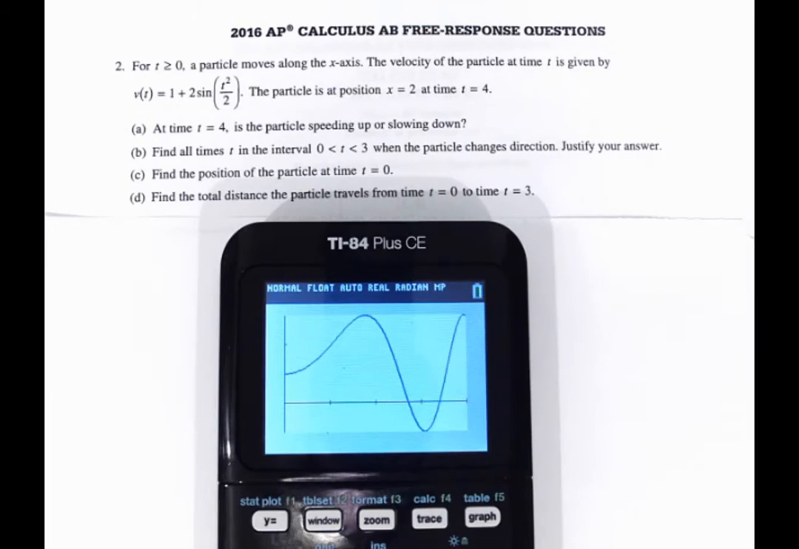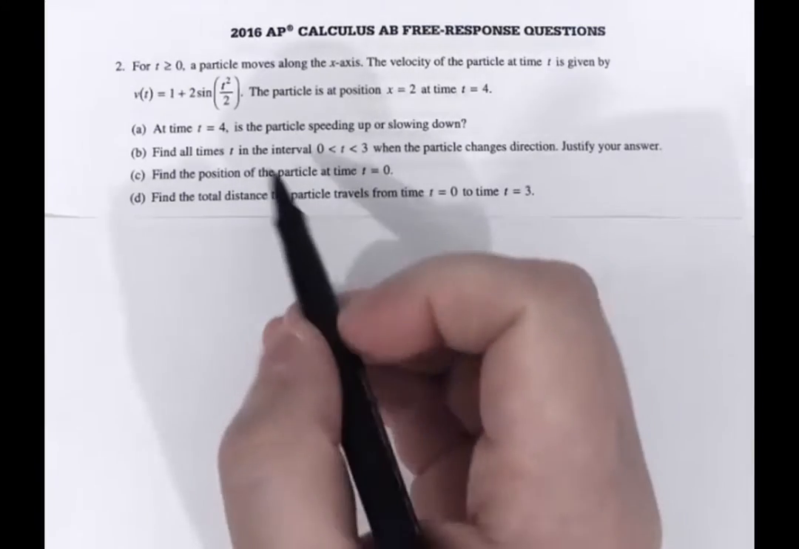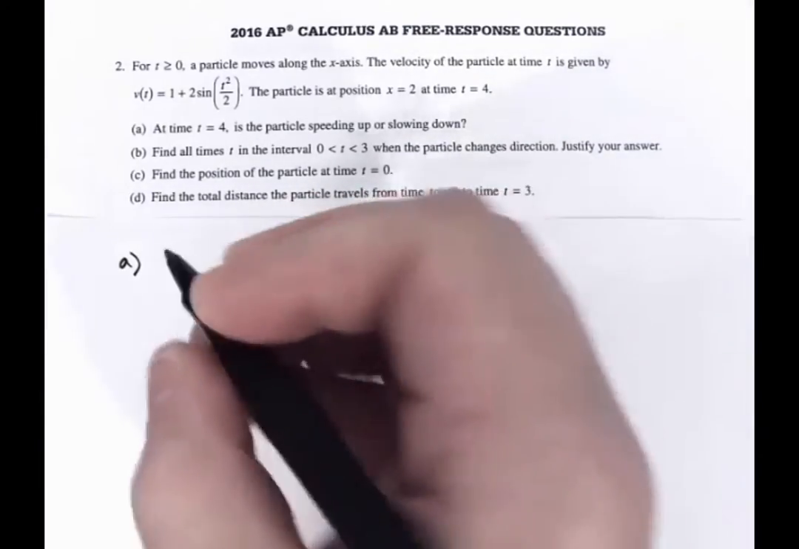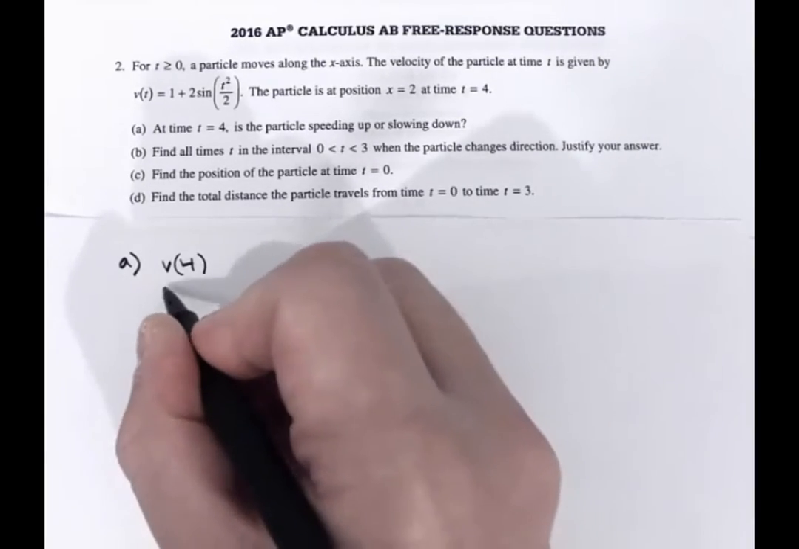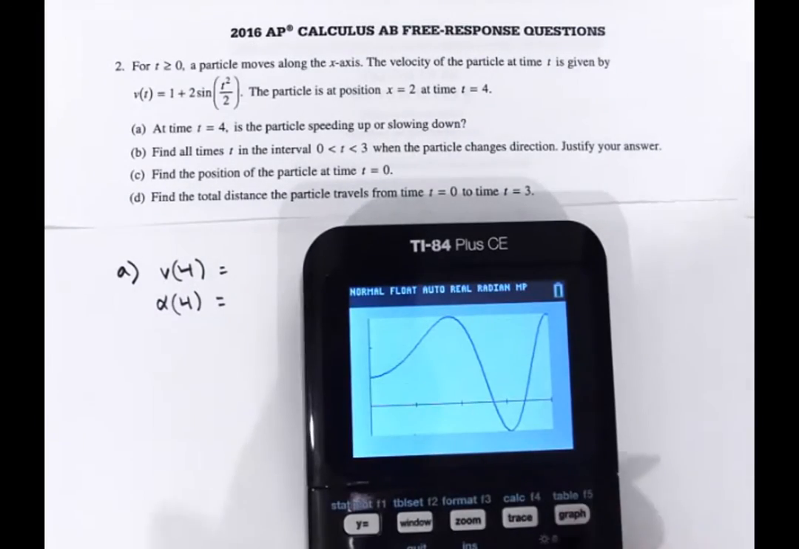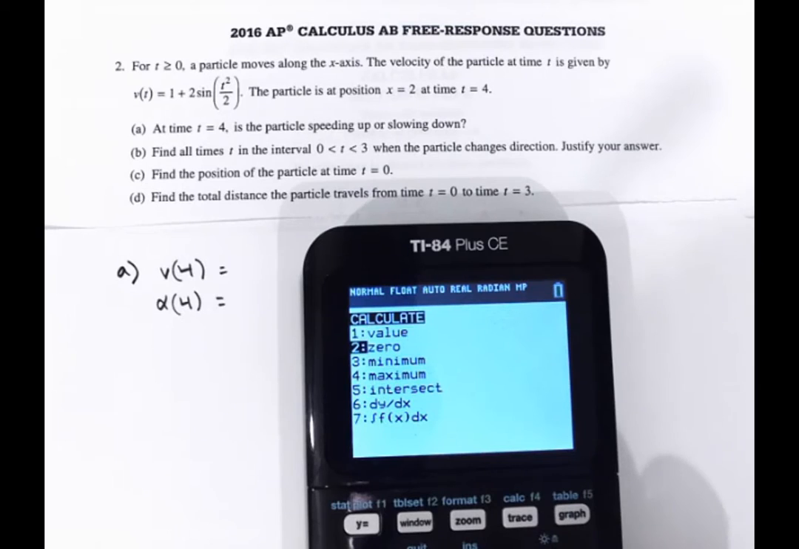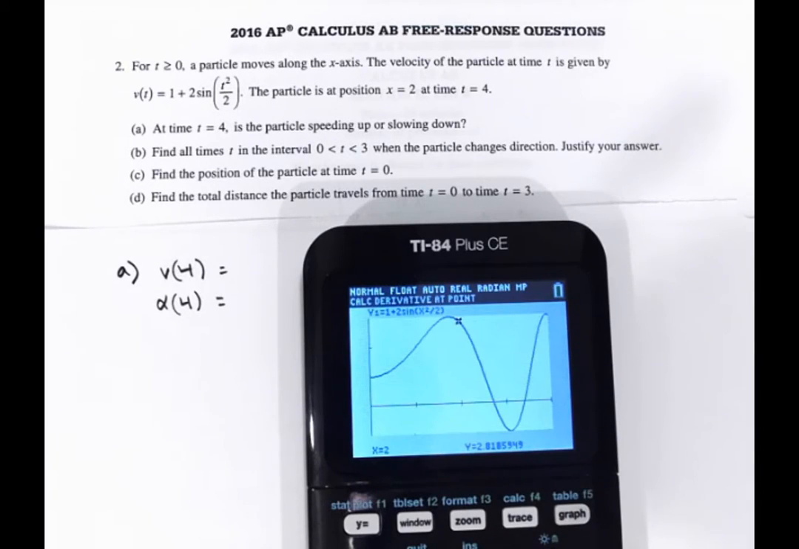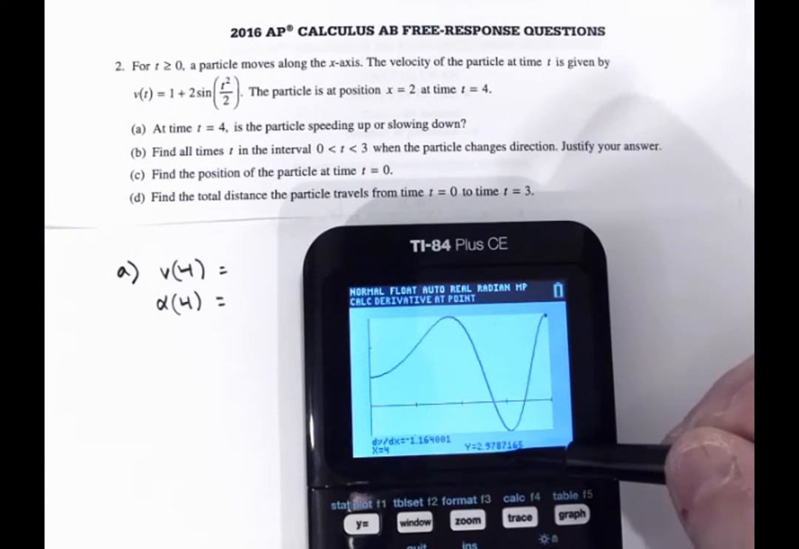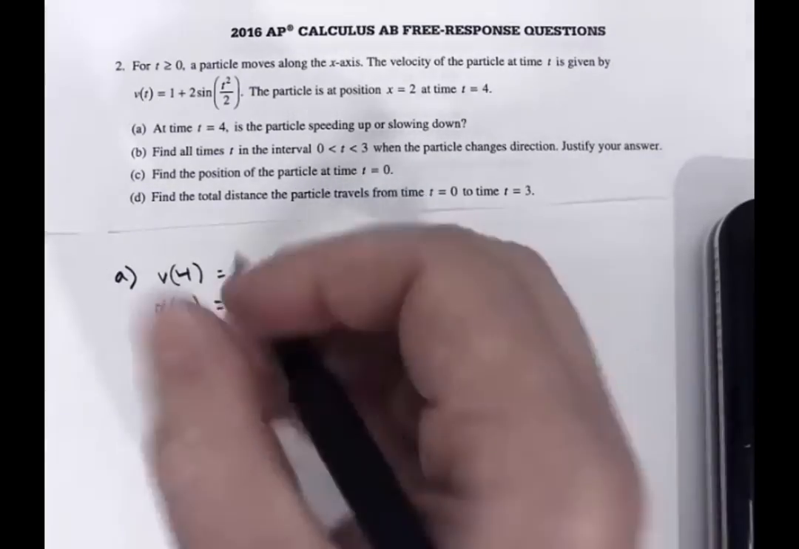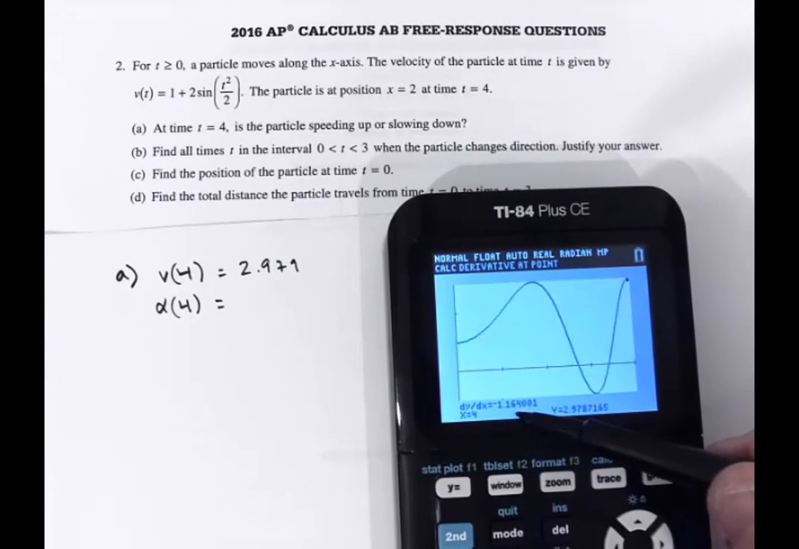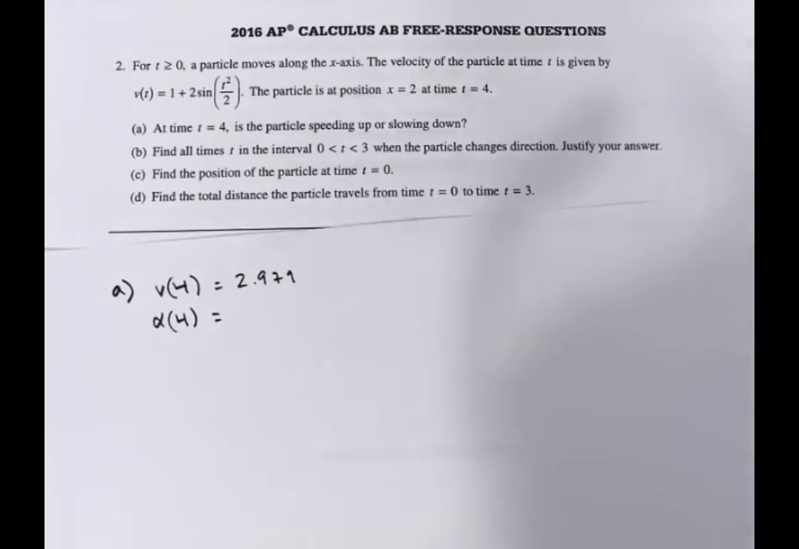Okay, so the question, part A, asks, at time equals 4, is the particle speeding up or slowing down? So to answer that question, I need to know what is v of 4, and I need to know what is the acceleration at time equals 4. Fortunately, since these are in the calculator, I can find both of these immediately just by going to calculate dy/dx at 4. So I can read right here that the y is 2.979. That's the velocity. And I can see that the acceleration is given up here as negative 1.164.